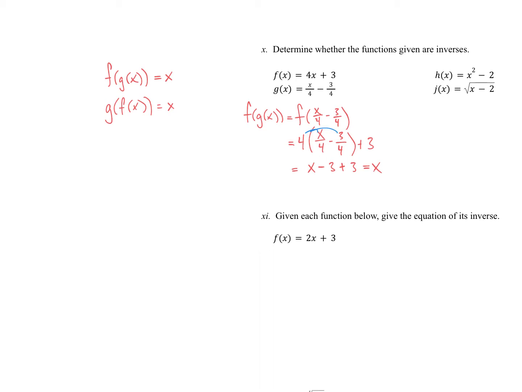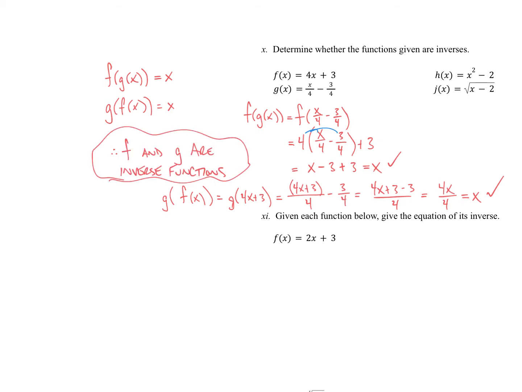I'm also going to need to do the same thing, though, when calculating g of f of x. So let's go ahead and do that as well, hoping that works out the same way. So that's going to be g of 4x plus 3. Since these two terms have the same denominator, I'll go ahead and combine them. And I can simplify the numerator, and those 4's cancel. So because I ended up with x in each of these, that means f of x and g of x are inverses.